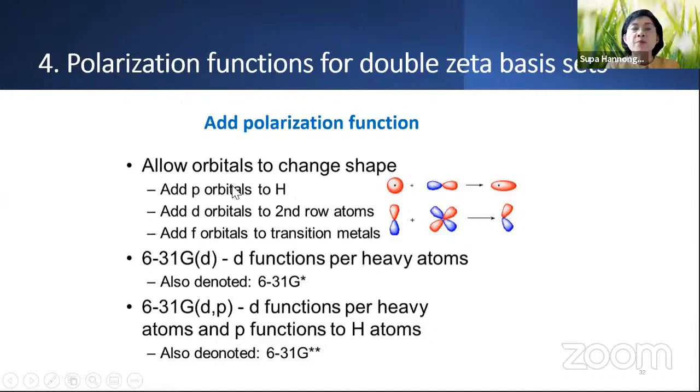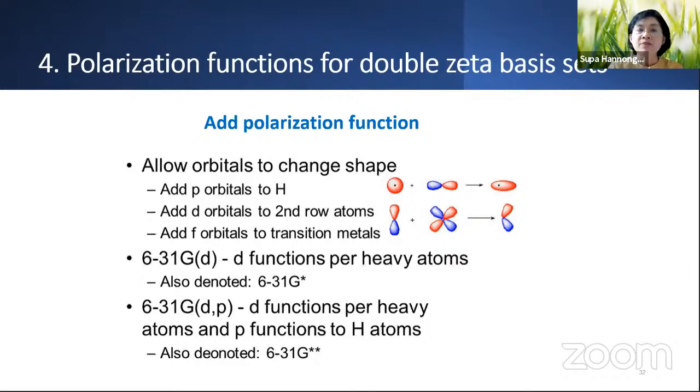So in order to allow the orbital to change shape, we add p orbitals to the hydrogen atom, and add d orbitals to second row atoms. You remember in the periodic table, the second row atoms. Or we can add f orbitals to the transition metals. So if you deal with transition metals, you need to use a basis set that allows the polarizability of the orbitals. But if you have only organic molecules, you need not use polarization.